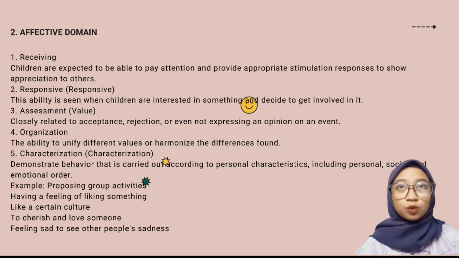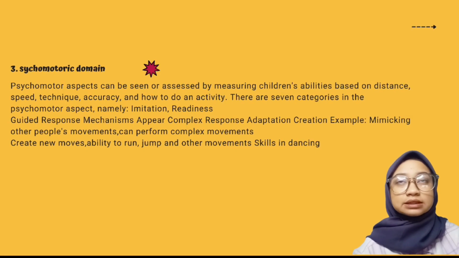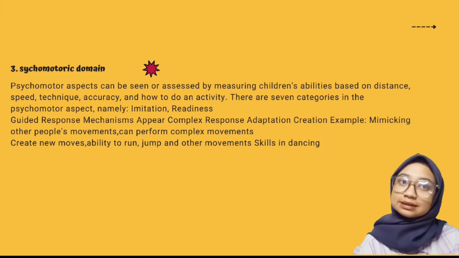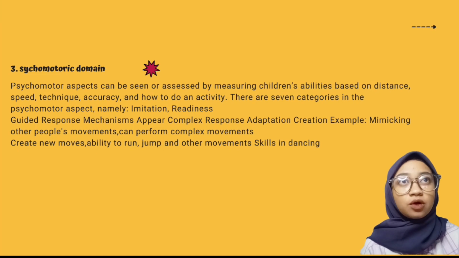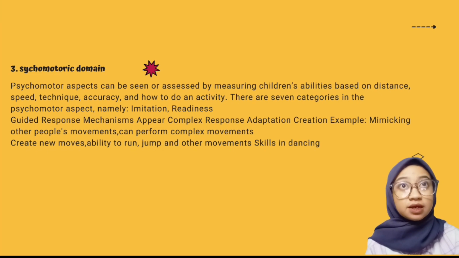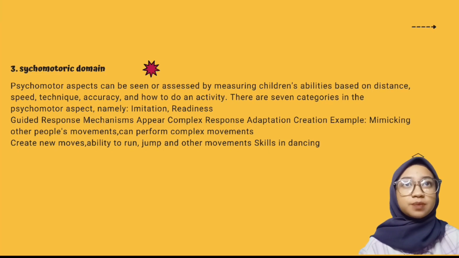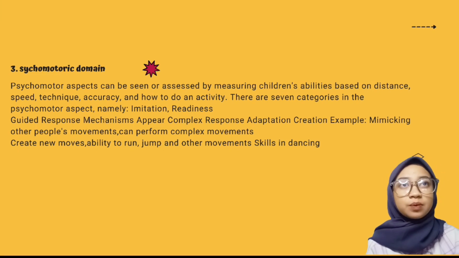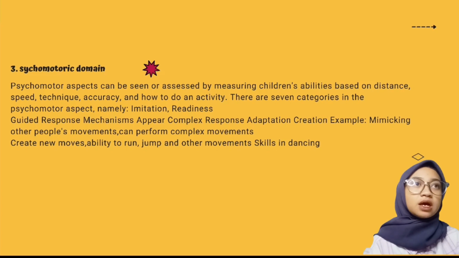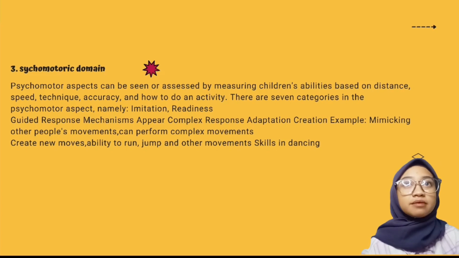And the last, we will discuss psychomotor domain examples. Application. The psychomotor aspect can be seen or assessed by measuring children's ability based on distance, speed, technique, theory, and how to do an activity. There are seven categories in the psychomotor aspect, namely imitation, readiness, guided response, mechanism, complex overt response, adaptation, and creation. The example is mimicking other people's movement.